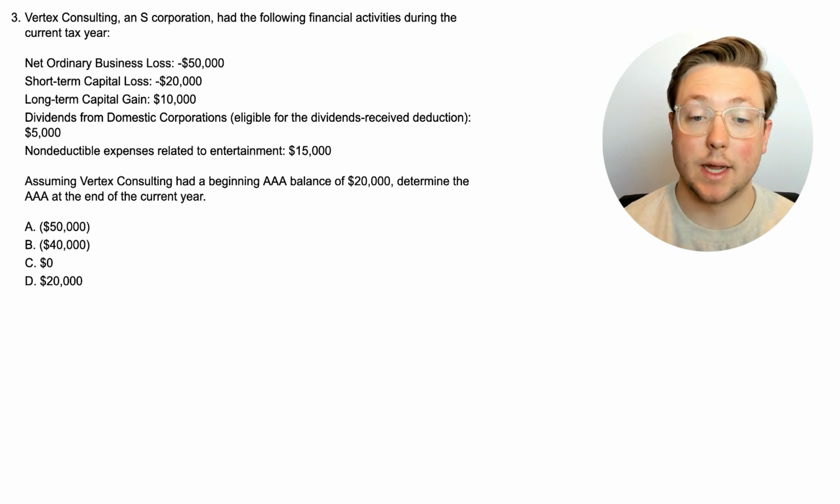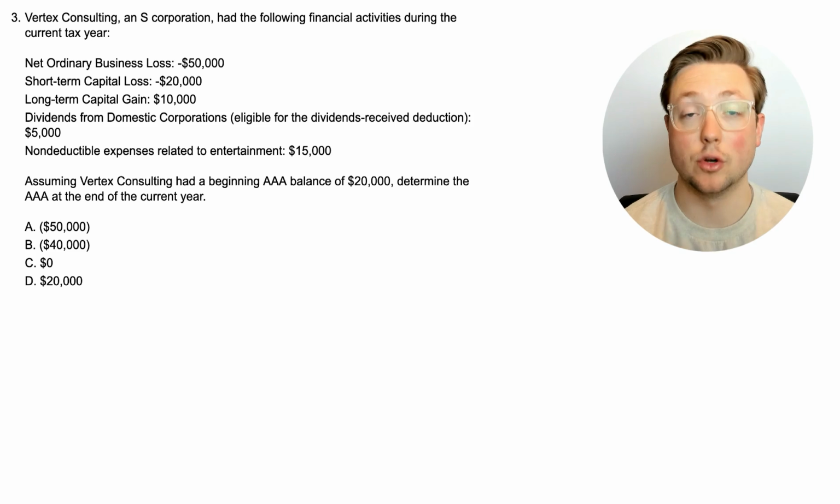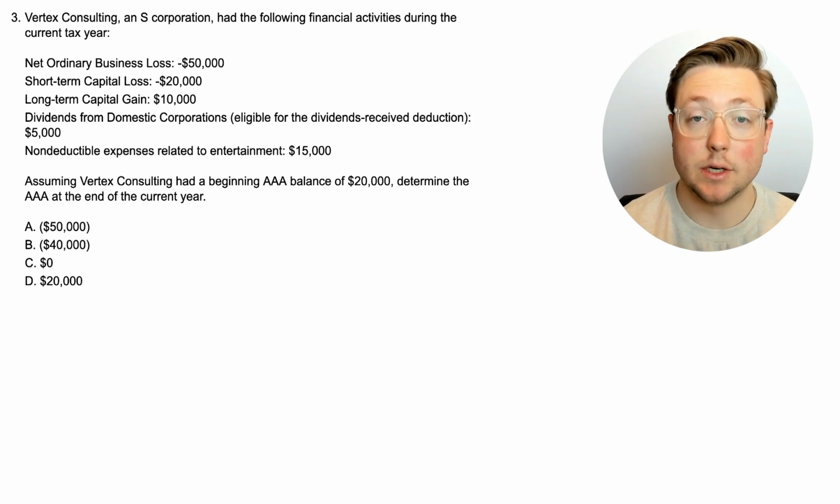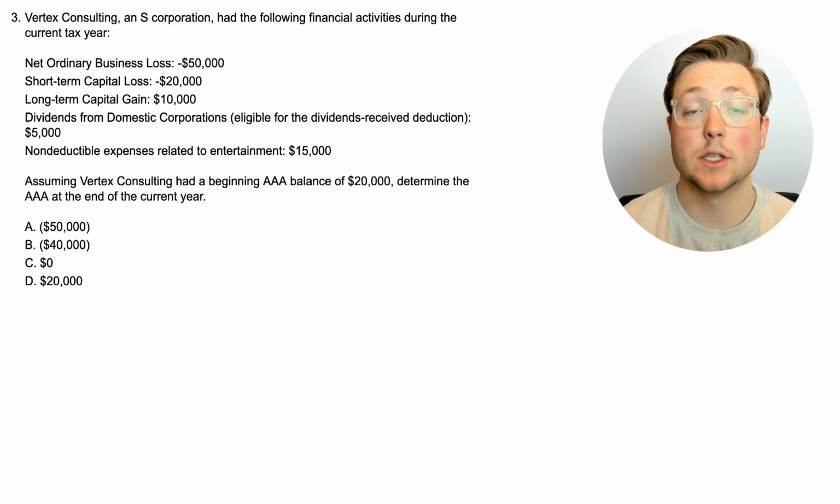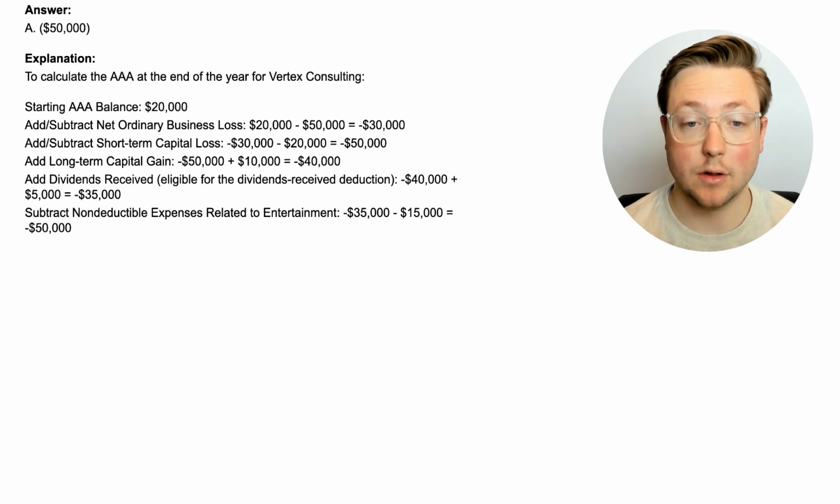Assuming Vertex Consulting had a beginning AAA balance of $20,000, determine the AAA at the end of the current year. Okay, so the question here is, can the AAA go negative? We don't know that yet, so let's go ahead and go to the answer to see how this works. Okay, and here is the answer. It's negative $50,000, so it can go negative. Let's learn a little bit about it.